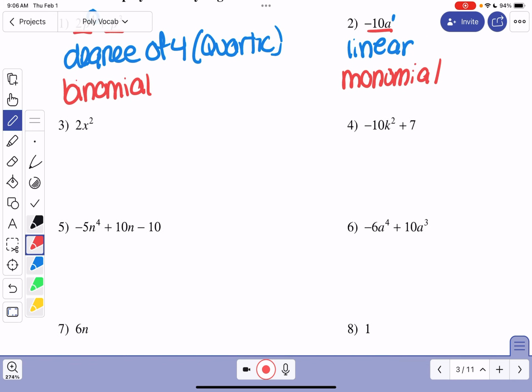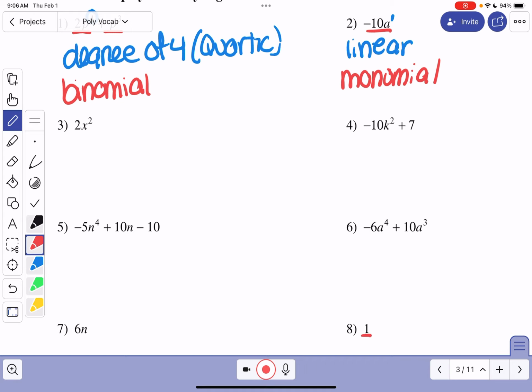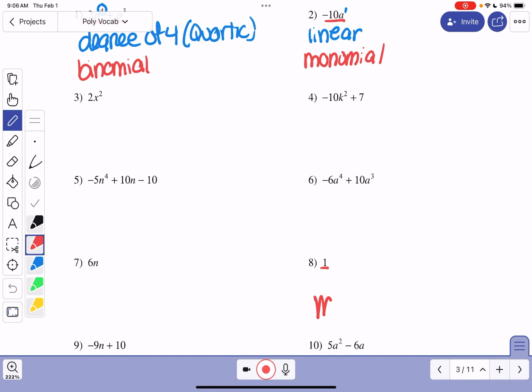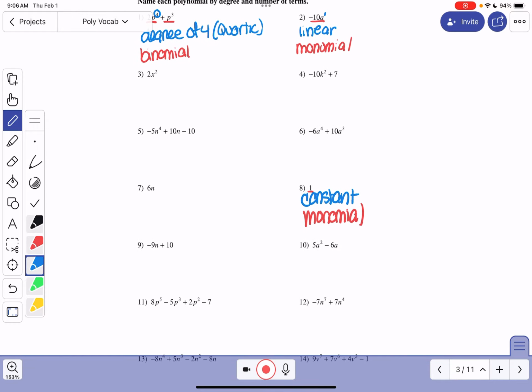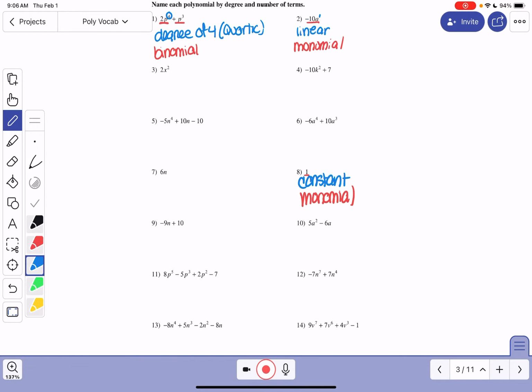And now let's look at number 8. 8 also has 1 term, just like 2, so it's a monomial. But this one has no letter. There's no exponent, meaning it would be 0 or a constant. So you're going to pause the video if you're watching the video, see if you can do the rest of the page.